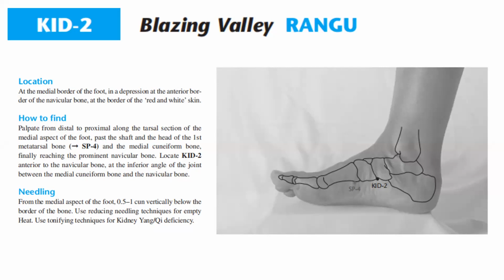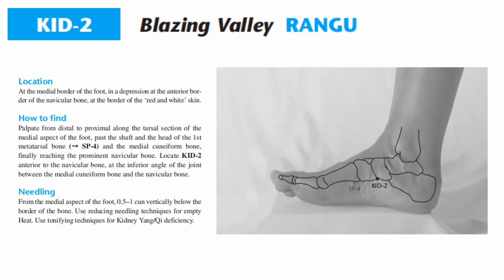How to find it? Palpate from distal to proximal along the tarsal section of the medial aspect of the foot, past the shaft and the head of the first metatarsal bone. That is Spleen 4. Continue past the medial cuneiform bone, finally reaching the prominent navicular bone. Locate Kidney 2 anterior to the navicular bone, at the inferior angle of the joint between the medial cuneiform bone and the navicular bone.